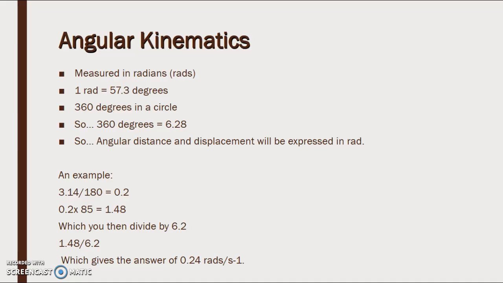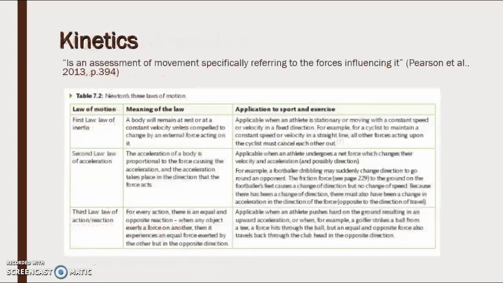An example would be, during a bowls match, the bowler's bowling arm travels at an angular displacement of 85 degrees in 6.2 seconds. What is the angular velocity of the arm? So the answer would be 3.14 divided by 180, which equals 0.02, times 85, which gives 1.48. And then you divide that answer by 6.2, which gives you 0.24 rads per second, or rad s minus 1.